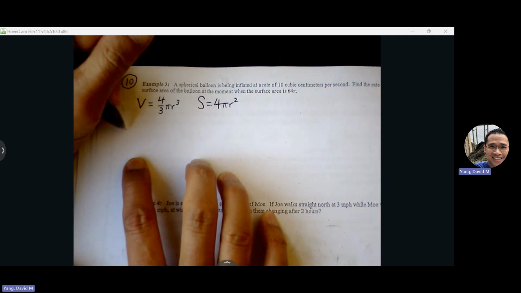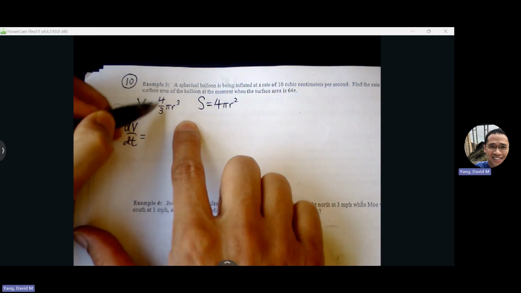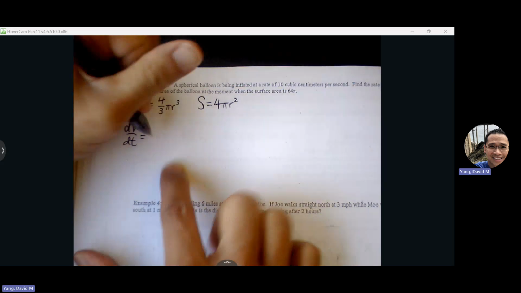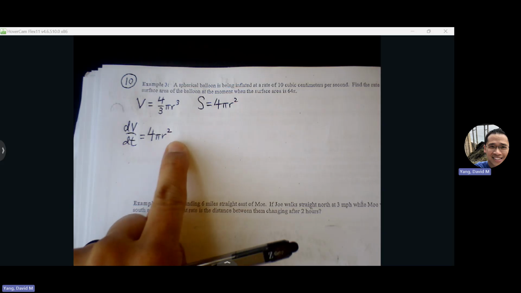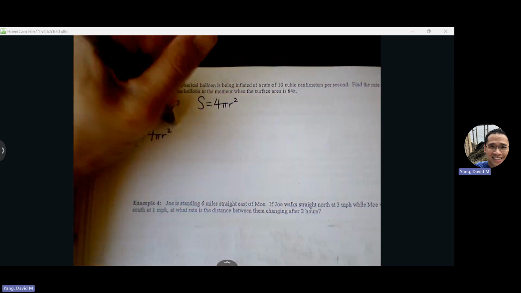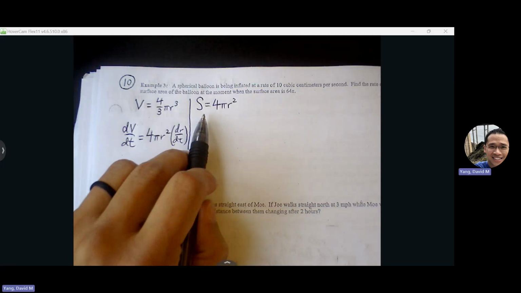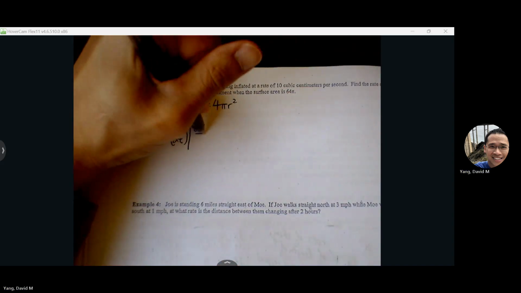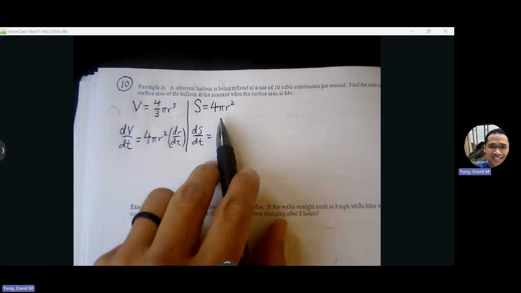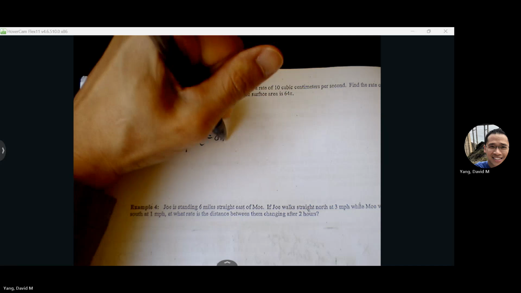So let's find the derivative here. V becomes dV/dt. We do the power rule, bring down the 3. The 3 cancels out with the 3 in the denominator, so I'm left with 4 pi r squared. Since we took r's derivative, we need to include what? dr/dt. Now let's find the derivative of S. S becomes dS/dt. 4 pi r squared becomes the derivative times dr/dt.